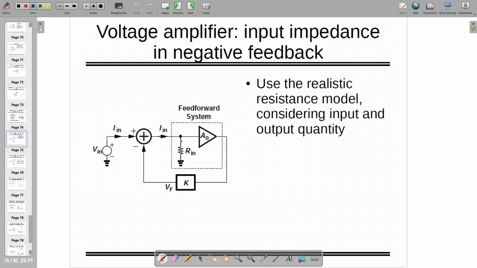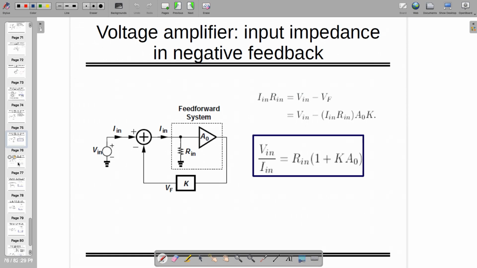So the realistic model says that it has to be in shunt. When you are keeping it in shunt, you can find out the value accordingly, and you can see that the calculations are pretty easy, where I_in R_in is equal to V_in minus V_f, because that's the voltage developed over here. So this voltage, let's call it V1. So V1 equals V_in minus V_f, and V_f is already known to me, that is nothing but I_in times R_in times A0 K, right?